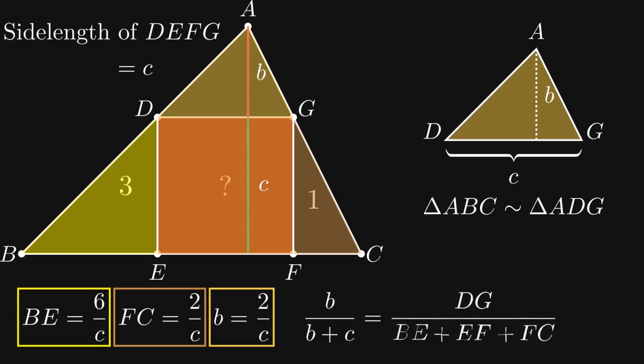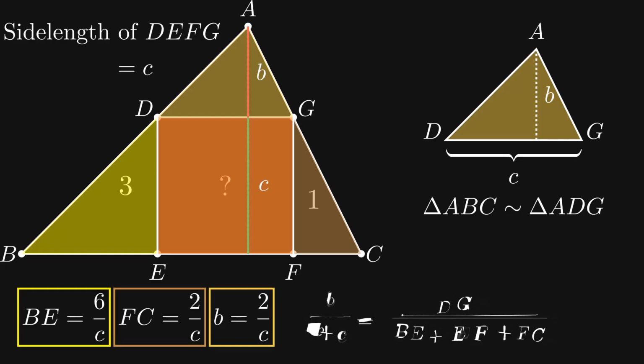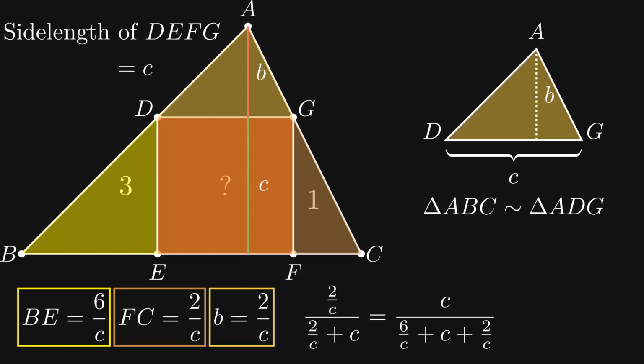Now, rewriting BC as the sum of the segments BE, EF, and FC, we can substitute the values B equal to 2 divided by C, DG equal to C, BE equal to 6 divided by C, EF equal to C, and FC equal to 2 divided by C. Substituting this into the equation, we get an expression with both sides in terms of C. And simplifying this, we eventually get the equation C to the power of 4 equals 16.